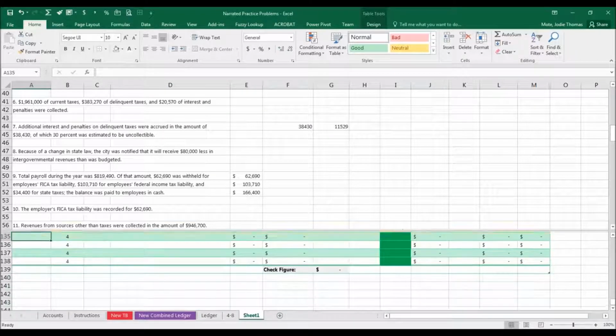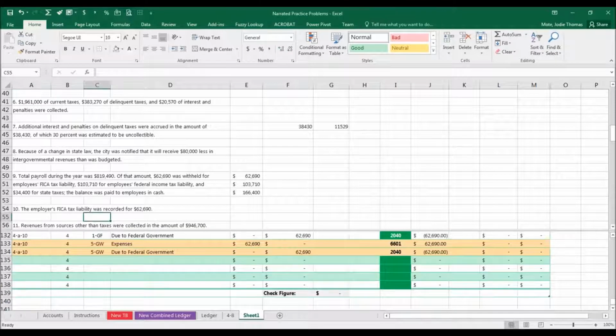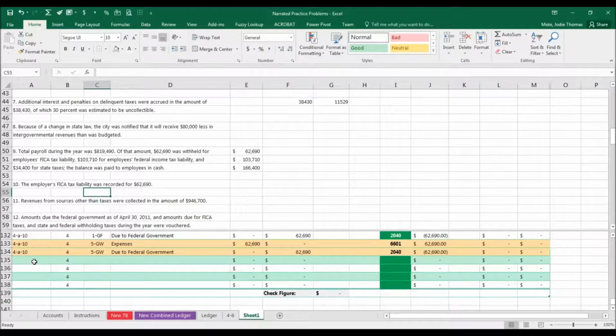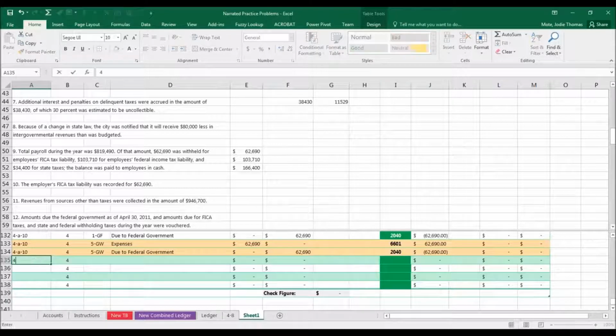Okay, so 4A11, sorry there. 4A11, it's pretty easy. It should seem familiar to you. You are just collecting revenues from sources other than taxes.